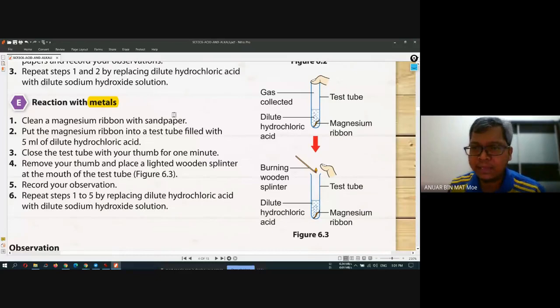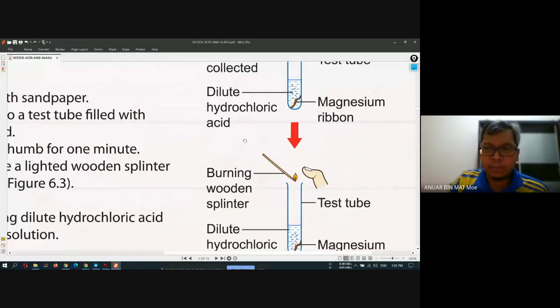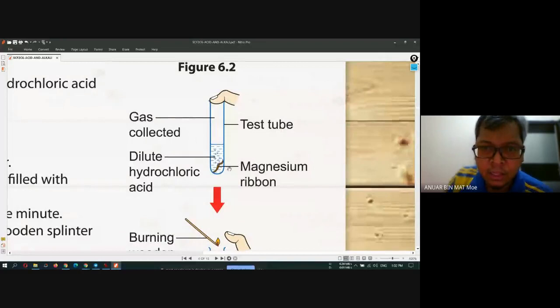So what gas will be produced? You just remember here. For example here, let me zoom in a bit. Okay, the first picture here, you put a magnesium ribbon. Magnesium is a metal. You put it inside a dilute hydrochloric acid. There will be a reaction here, and then there will be one gas released from the metal. So what is the gas collected? You just remember the gas collected here is hydrogen gas, not oxygen, not carbon dioxide. The gas released is hydrogen.